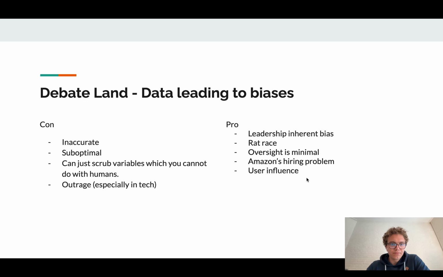All right, next one. Data leading to biases. We often hear arguments about AI being trained on biased data and how this leads to the reinforcement of structural barriers for some groups, etc. I think there are a couple of ways you can mitigate this or rebut this. I think, first of all, racism is inaccurate, right? These companies want to design a useful and truthful tool.